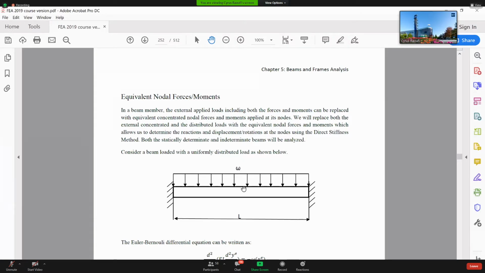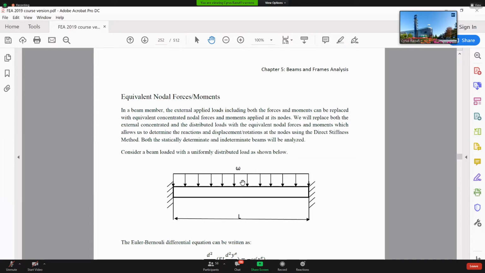In real application, if you want to use that element stiffness matrix equation, we see sometimes we have, for example, a constant or uniformly distributed load. Then now the question is, what should we do? One approach is to use equivalent nodal forces and moment. The whole concept is this.